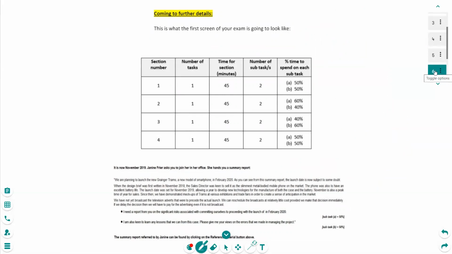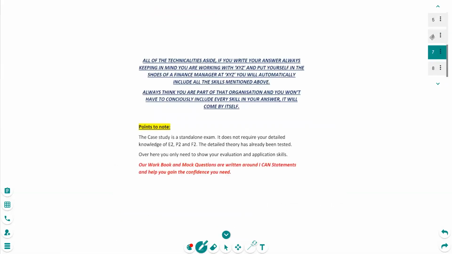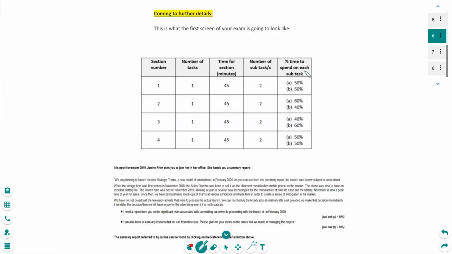Now a little bit more on what has changed in the exam space. Like I mentioned, in the exam, you are given the time that you have to spend on each task. As you can see, they're telling you that one section has one task. It is for 45 minutes, and there are two subtasks which you have to do.